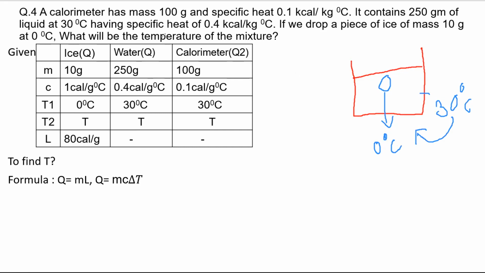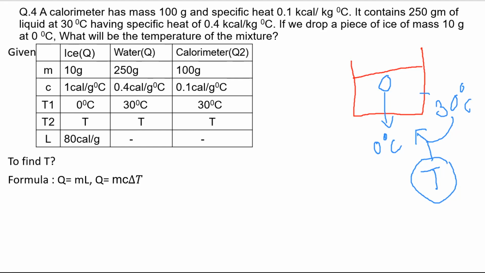Here, we don't know what is the temperature of the mixture. The only thing we know is when we put ice in a liquid, the temperature of ice will increase, calorimeter and liquid will decrease, and finally the temperature of all the three will become equal by the principle of heat exchange. Heat flows from higher to lower, and this process will continue till the temperature becomes equal. So we don't know the temperature, let it be T. We want to find out the temperature of the mixture. Is that clear, the question?